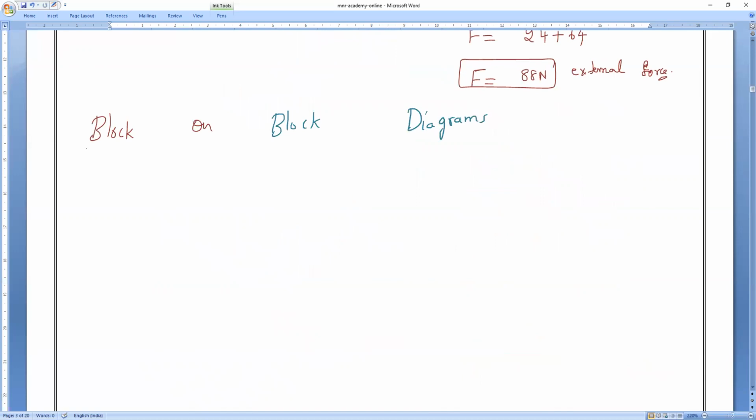What is the next concept, everybody? That is what we call block on block diagrams. It is a very basic thing we studied already. I'll do a revision and then we'll go with that. Is it okay, guys?